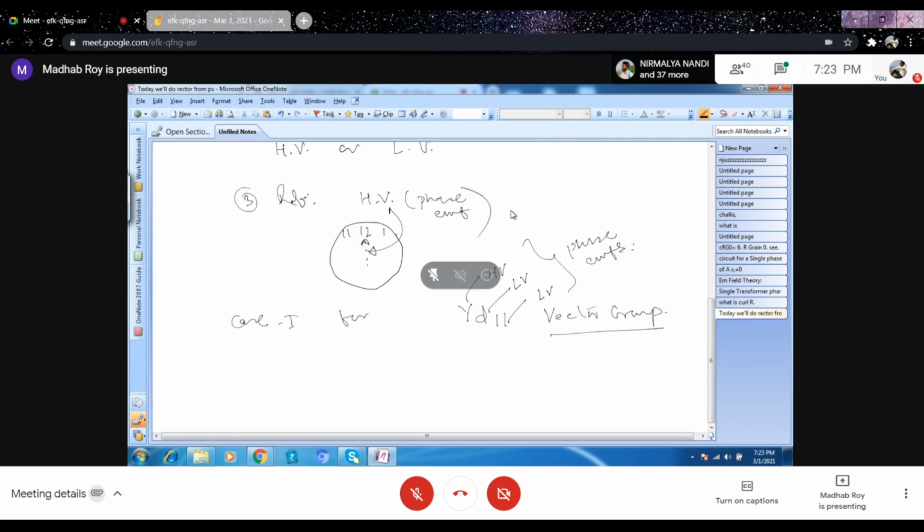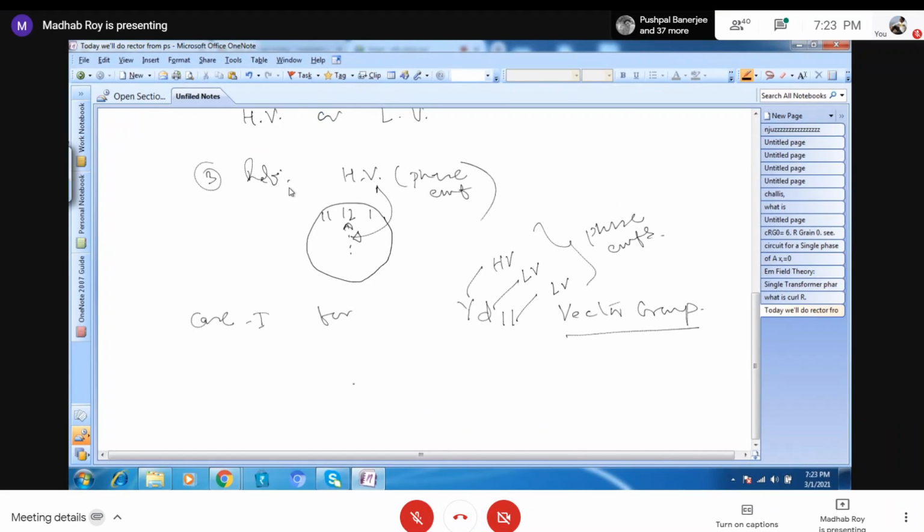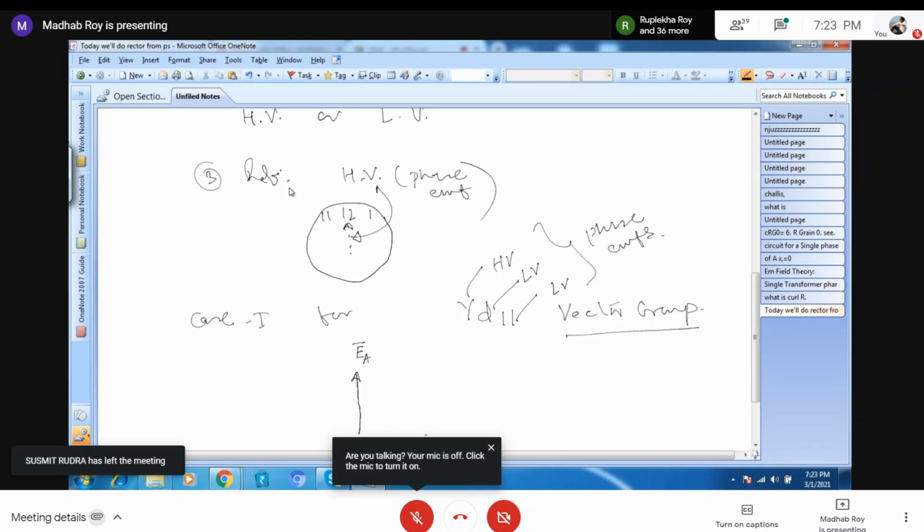So what you have been told is that high voltage will be at 12. So if you want to represent whatever may be the phase, then one phase must be like this. So suppose this is called the A phase. And obviously then the capital letter A means it is a high voltage.